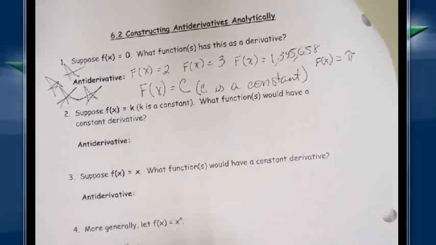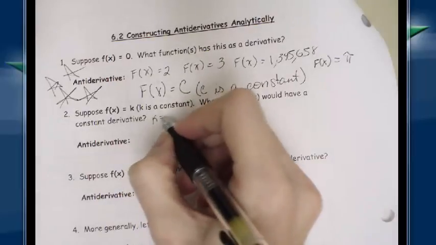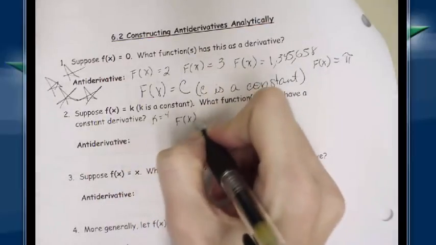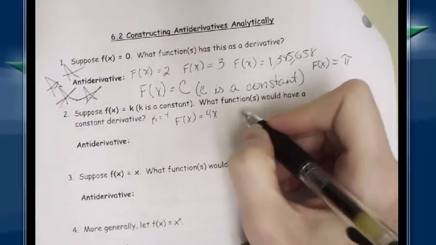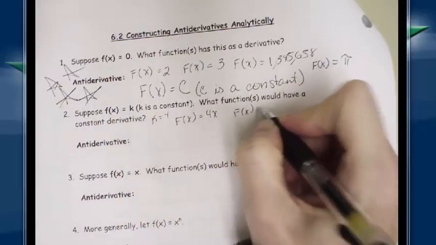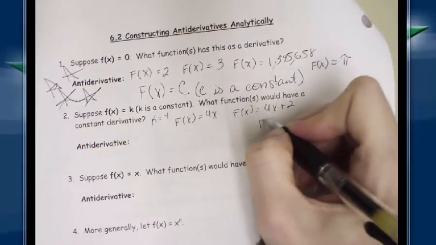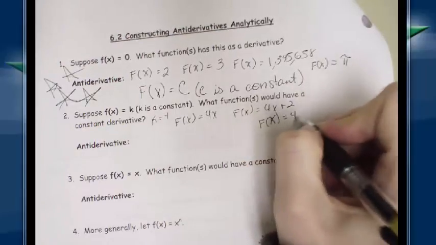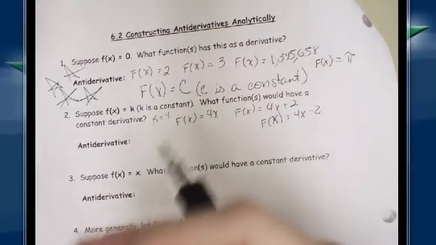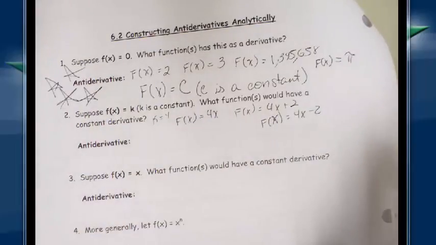All right, next up. Suppose f of x equals k. K is also a constant. In a lot of textbooks, you will see k is also considered a constant. What functions could have had a derivative that is a constant? Let's pick a constant to make you feel better. Let's say k is 4. So the original functions could have been 4x, but here's where it gets fancy. It could have also been 4x plus 2, or 4x minus 2. All of those, taking the derivative, would have given me the answer 4.